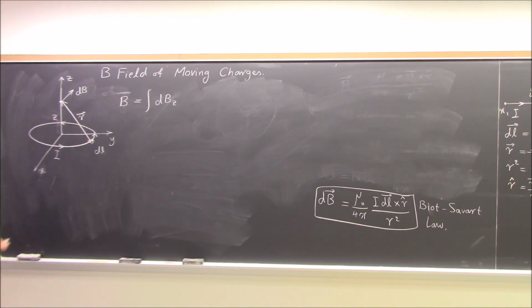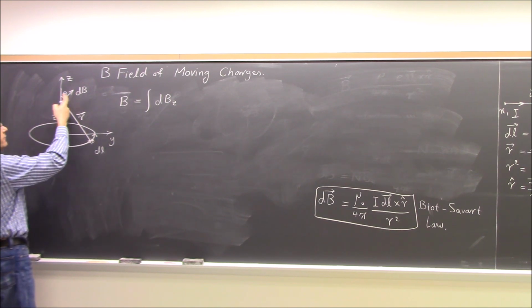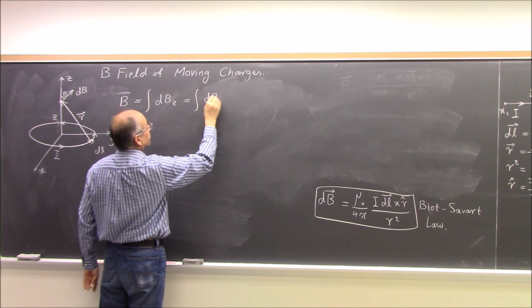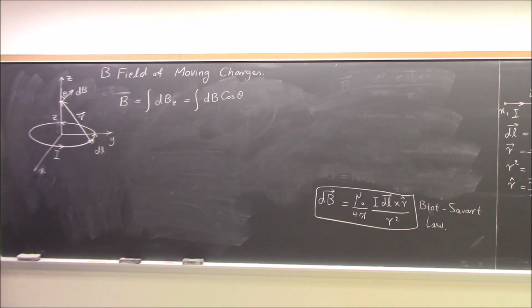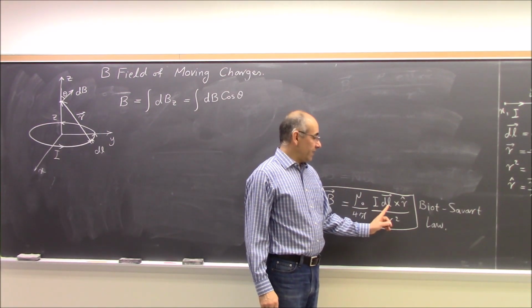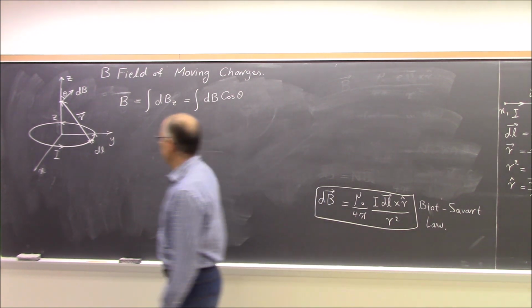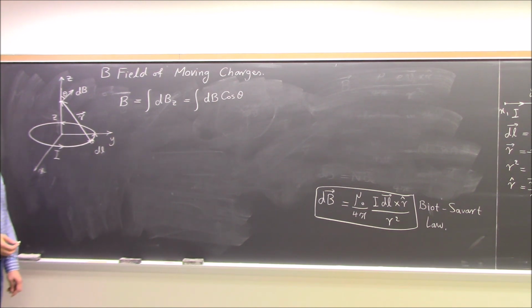And now we need to calculate dBz. If you take this as angle theta, you see that it will be dB magnitude times cosine of theta. So it will be the integral of dB magnitude times cosine of this theta angle. But what is the magnitude of dB? What is the angle between dl and r hat? dl is this way, r hat is this way, right? Can you see what angle there is between them?